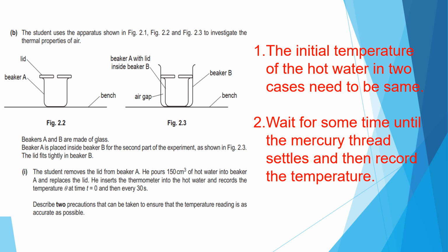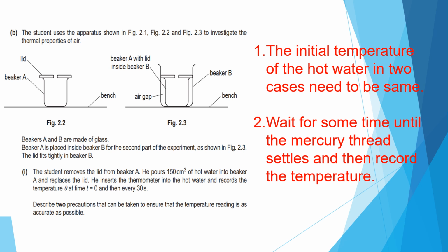Then B part: the student uses the apparatus shown in figure 2.1, figure 2.2 and figure 2.3 to investigate the thermal properties of air. Beakers A and B are made of glass. Beaker A is placed inside beaker B for the second part of the experiment as shown in figure 2.3. The lid fits tightly in beaker B. First part, the student removes the lid from beaker A. He pours 150 centimeter cube of hot water into beaker A and replaces the lid. He inserts the thermometer into the hot water and records the temperature theta at time t equal to 0 and then every 30 seconds.